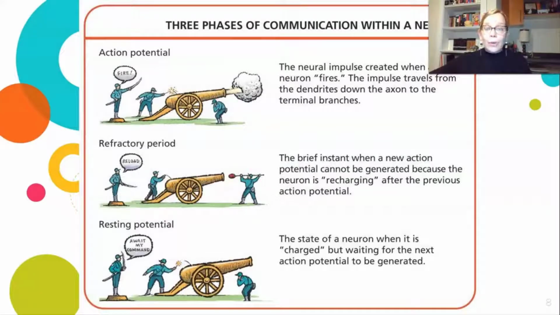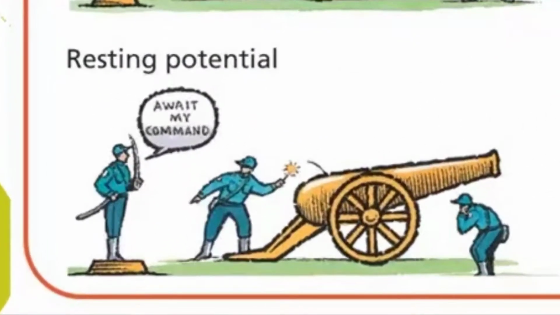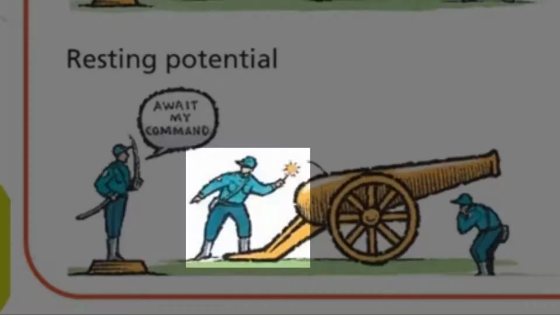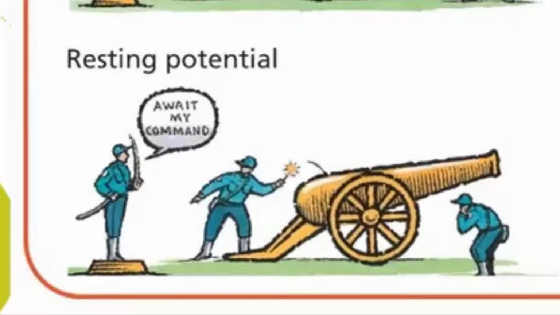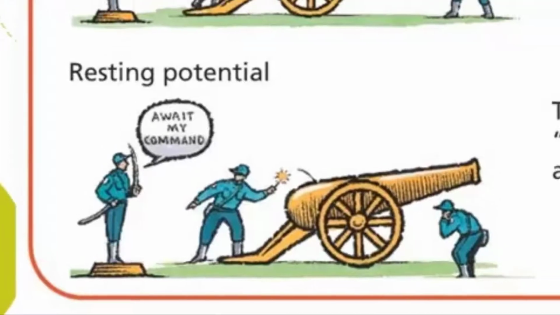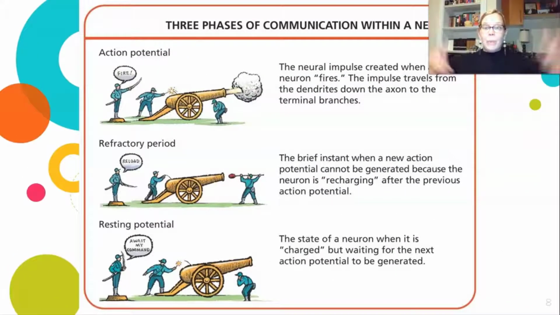Then the third phase to know about neural communication is called resting potential. The resting potential stage is when the neuron is charged. It's ready to go, it's loaded, locked and loaded, right? It's ready to go, but it's waiting for the action potential to be generated to fire it. If we go back to our cannon example, the cannon is loaded, it's ready to go, the guy's got the lighter up to the fuse, but he's not lighting it yet. He's waiting for his commander to say fire. The commander yelling fire, that's the action potential. He's waiting for that, but he's ready to go any second that command comes. And then when the command comes, boom, action potential.